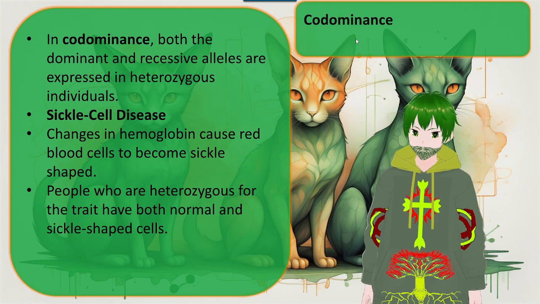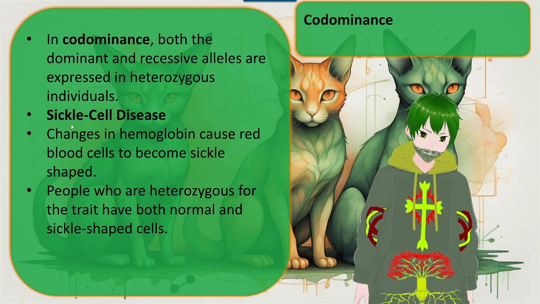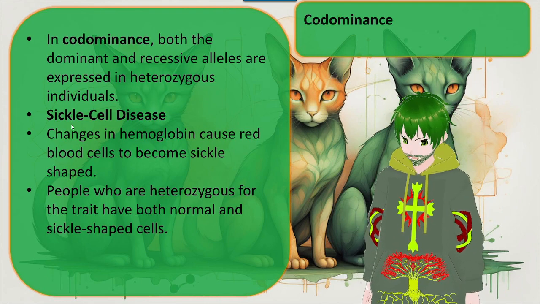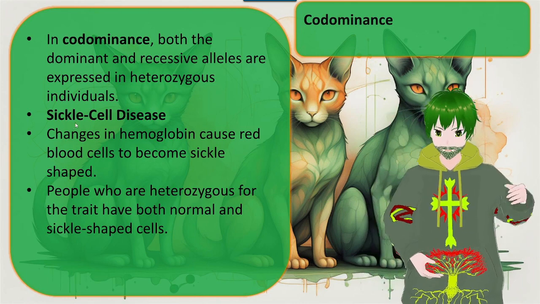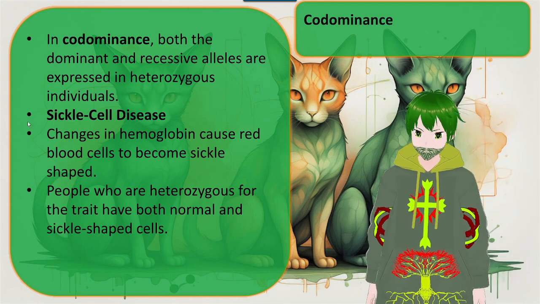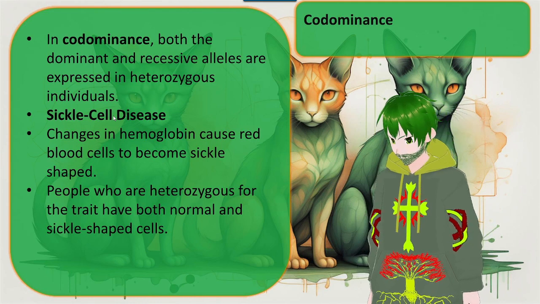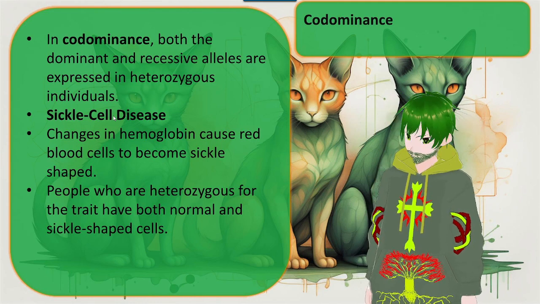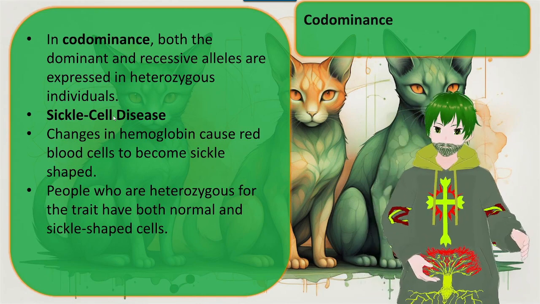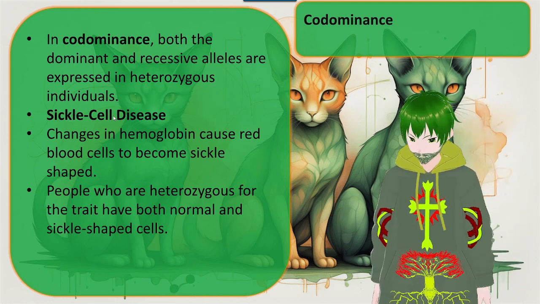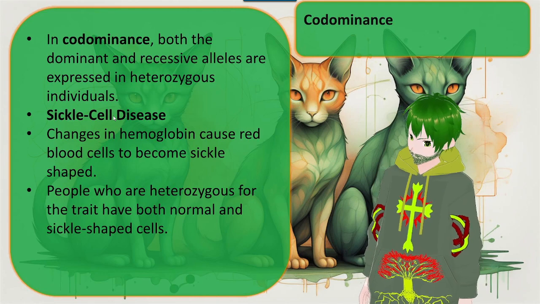Now, moving on to codominance. Codominance is where both traits are expressed in a, well, almost 50-50 manner, we'll say, right? So a good example of this is sickle cell disease. In sickle cell disease, you produce a crescent moon-shaped cell called a sickle cell when you have one of the diseased alleles. Okay, not recessive, it's codominant.